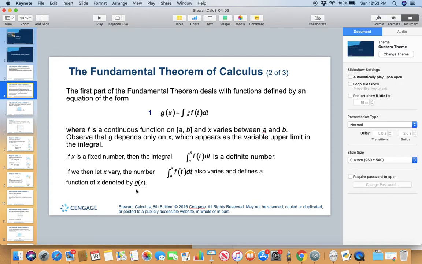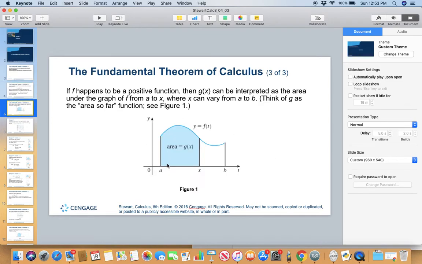g is a function. It's basically the area function from a to x. The area starts from a and goes until x. As x changes, the area changes, and that's how g is defined. Okay, so understand this function. It is not a to b, it is a to x. So you have a fixed a and you are changing x.